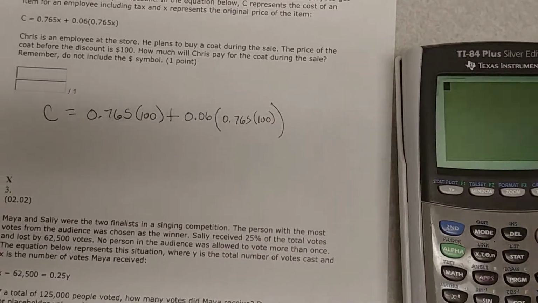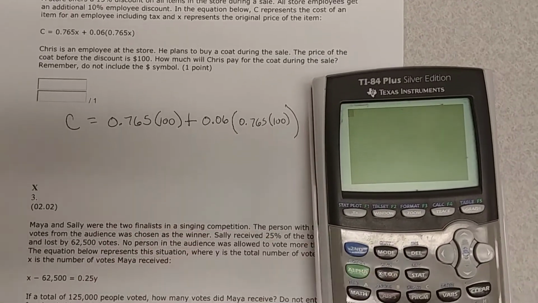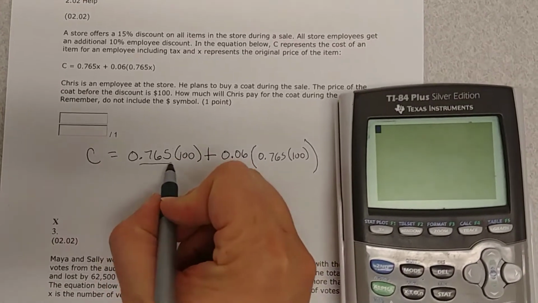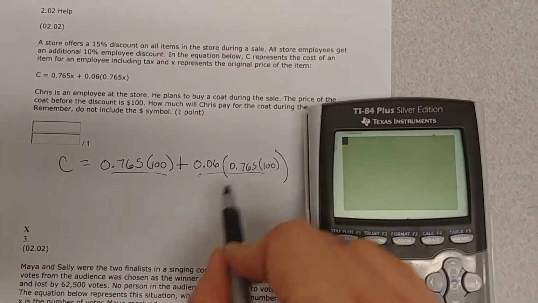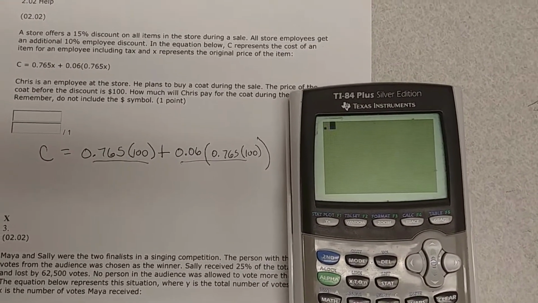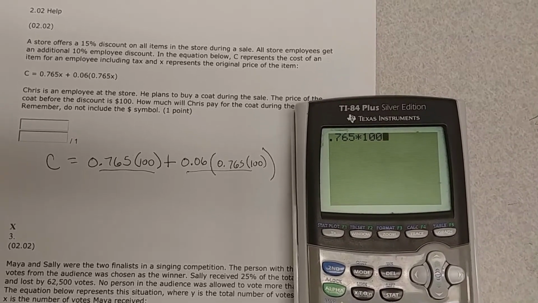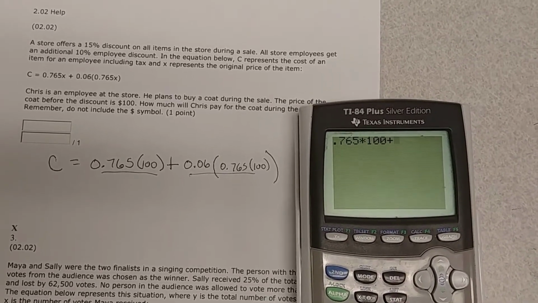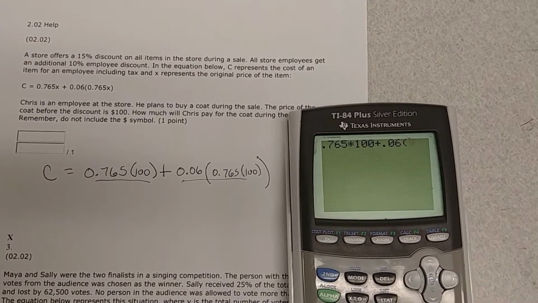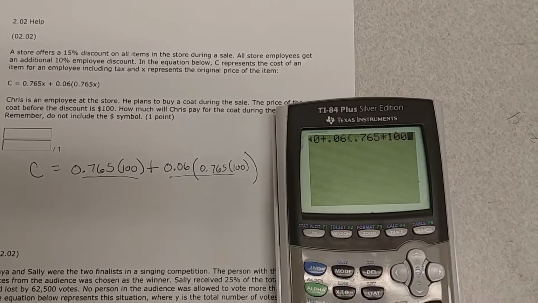Now, if you have a calculator that will do that, you can put this entire thing in. I do, so I'm going to. If you don't, you just do each term separately. So I'd put that one in, then I'd put that one in, and add them together. I'm going to do it all at one time. So 0.765 times 100. Then I'm going to add to that 0.06, and then that's going to be multiplied by 0.765 times 100.